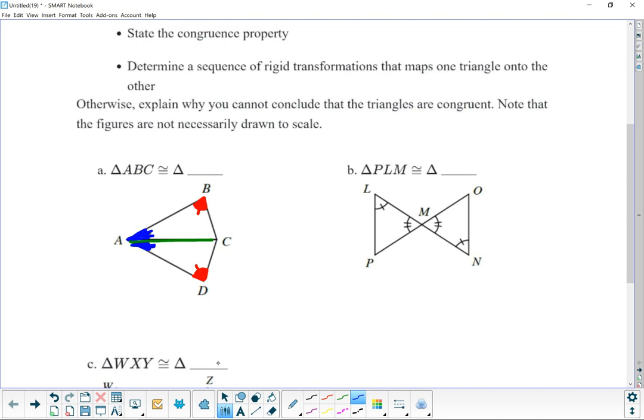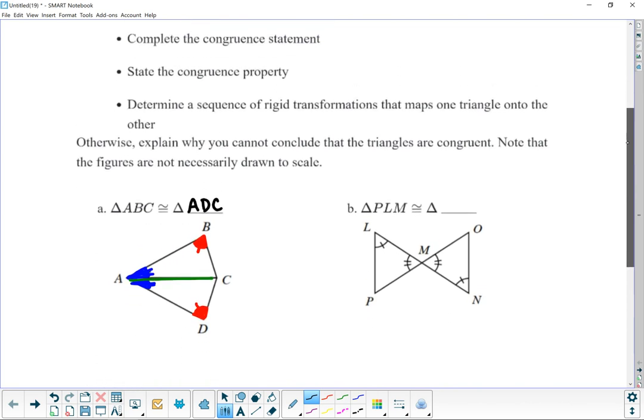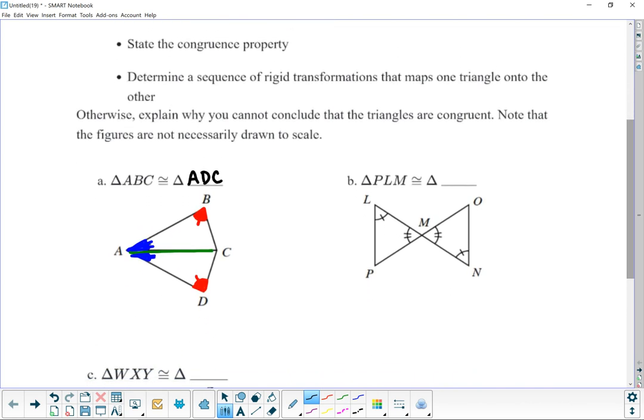So this one says angle ABC. So we go from blue to red to no angle. So when I name it the same, it's going to be blue. So it's going to be triangle A to red D, and then C. Complete the congruence statement. Done. State the congruence property. This is through our angle-side congruence, and determine the sequence of rigid transformations.